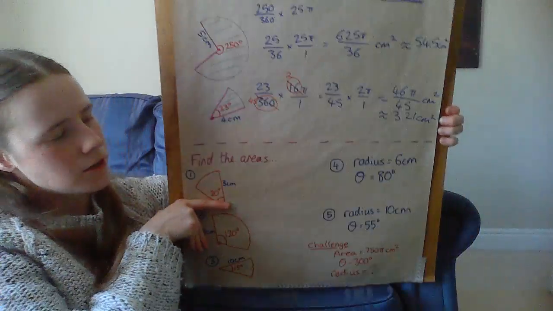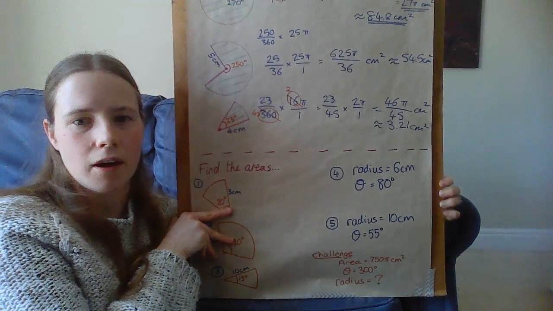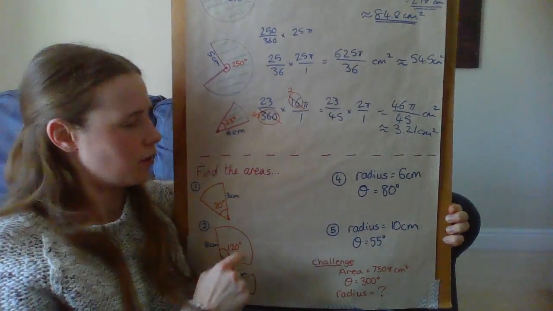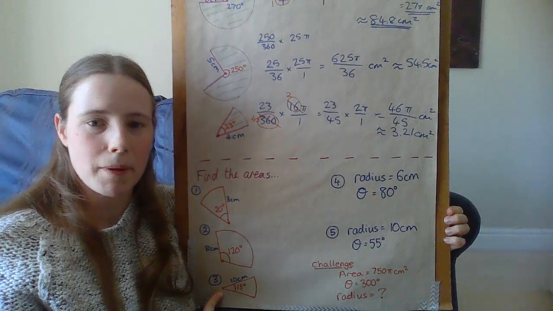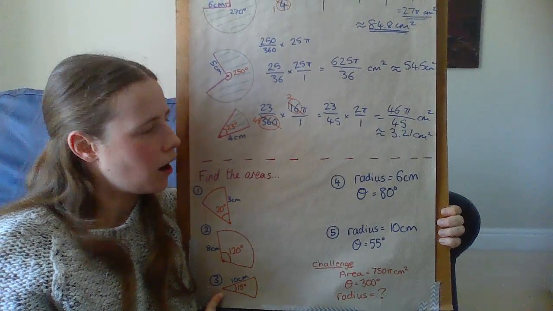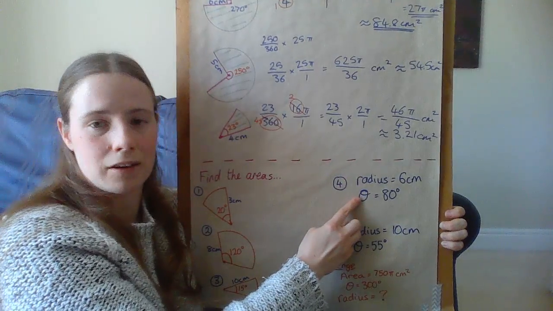Okay, here are some questions for you to have a go at. So have a go first of all at finding the area of these 3 where I've given you the picture, and then once you've done that, I've told you the radius and the angle theta.